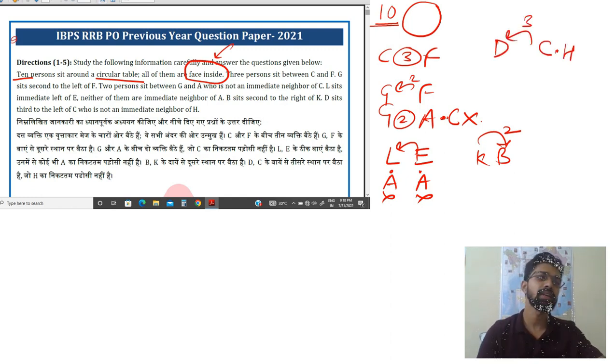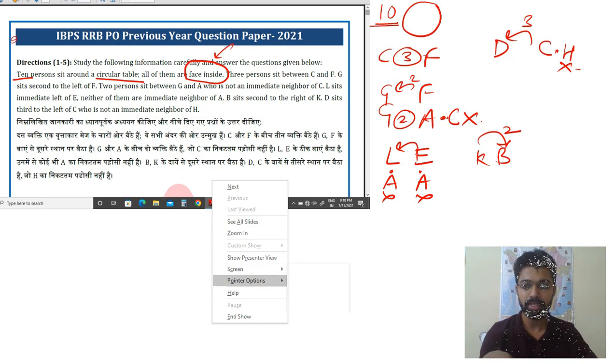Don't hesitate in making these notations because this will help you a lot while solving the puzzle. C and H are not immediate neighbors. My first strategy is to write the notations. This will take maximum 20 to 25 seconds if you are doing a prelims puzzle.